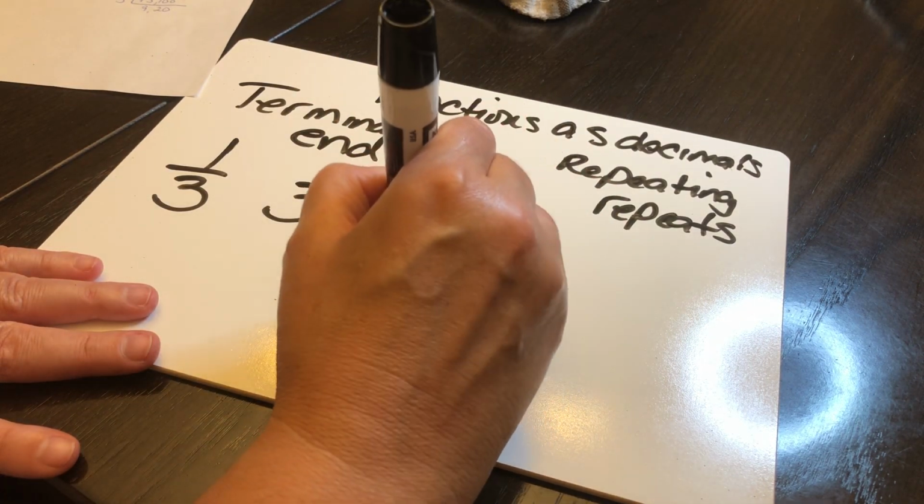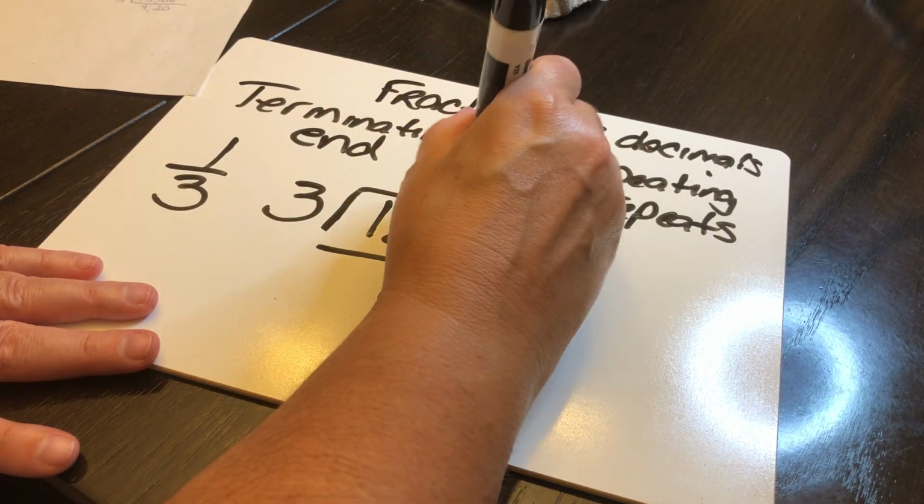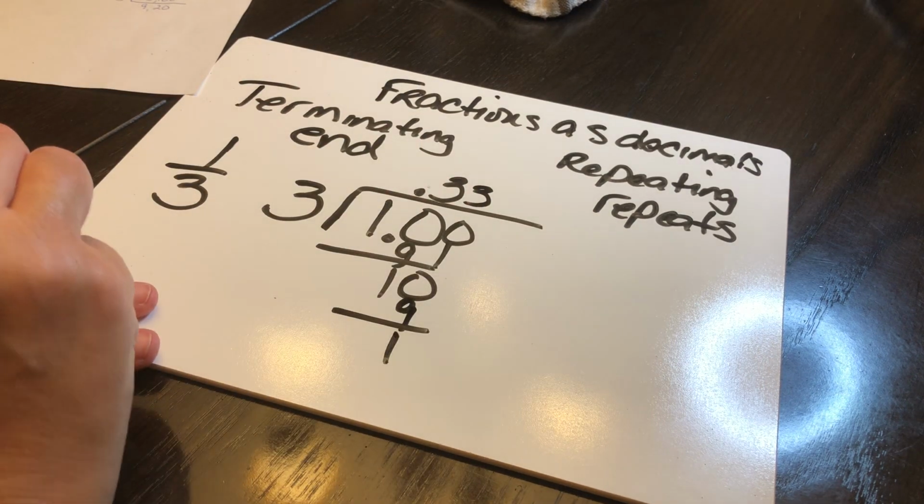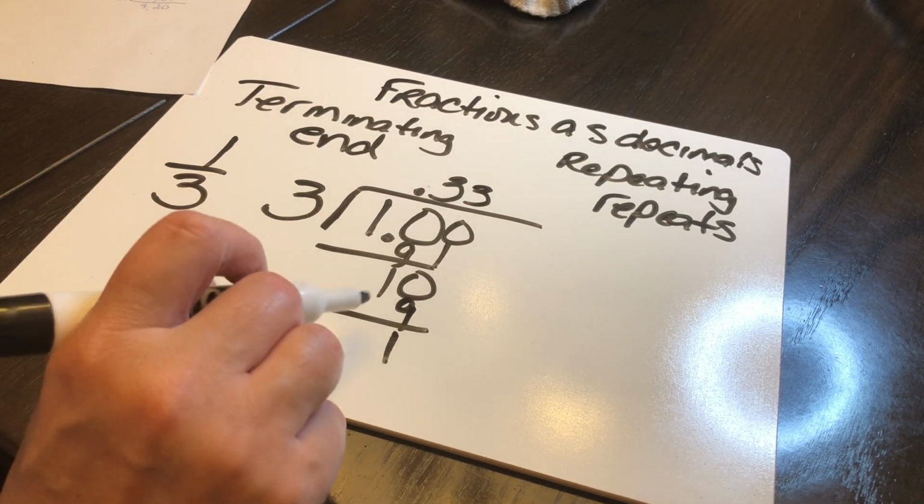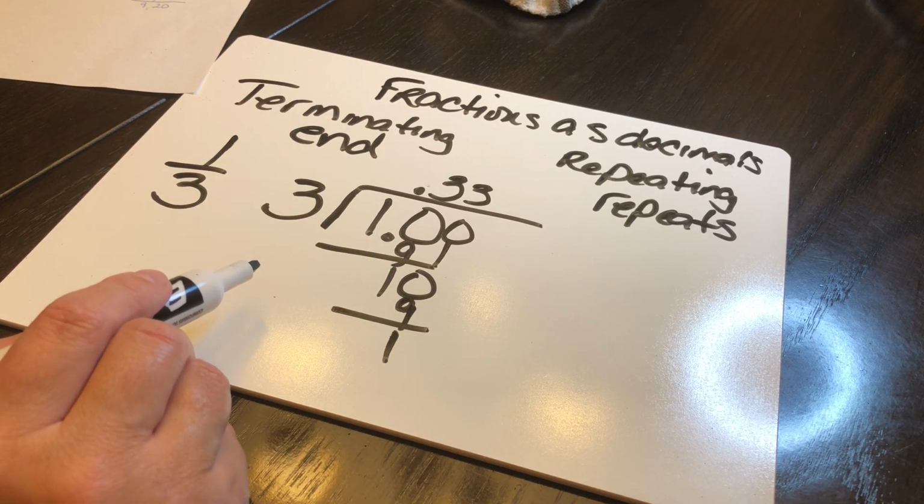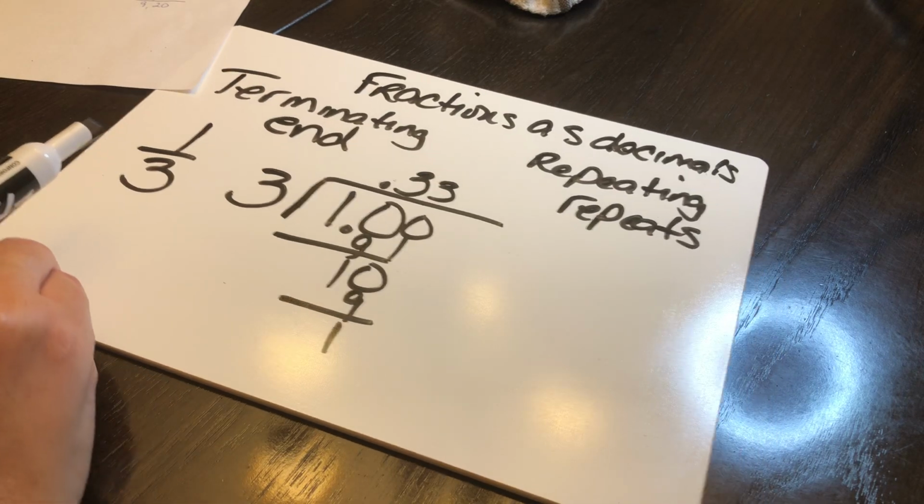Annex a 0. 3 goes into 10, well, I just said that, 3 times, which is 9, 1. And what do I notice? It's not ending, but I do notice that I keep dividing 3 into 10. So I'm going to stop on that one because I know it's going to be a repeating decimal.